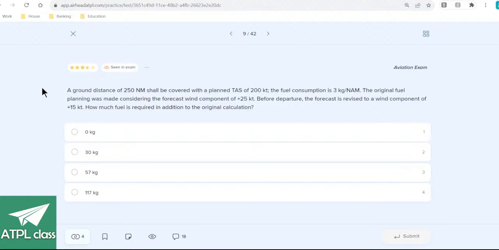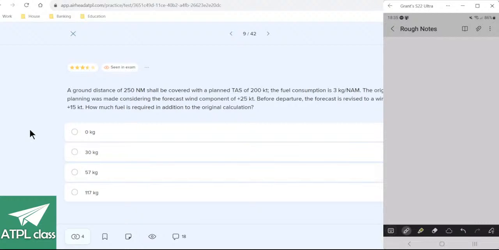So we need to do two calculations, one with plus 25 knots and one with plus 15 knots, to figure out the difference between the two. That's what's asking. So first things first, 250 nautical miles. Well, we're going to have to do it for both, aren't we? So we just have to convert the ground distance into air distance for both and then work out the 3 kilograms per nautical air mile.